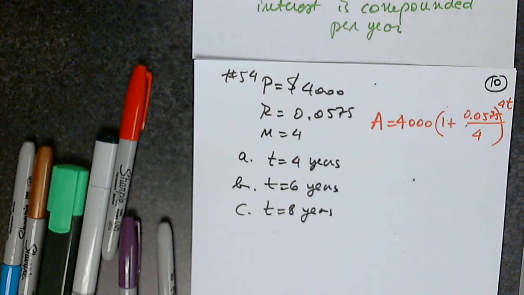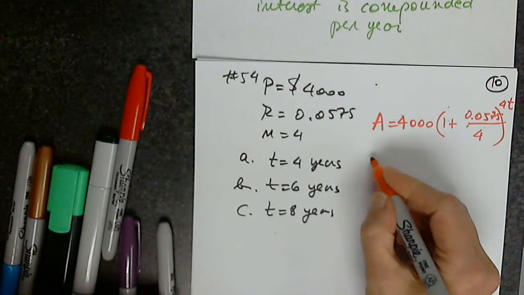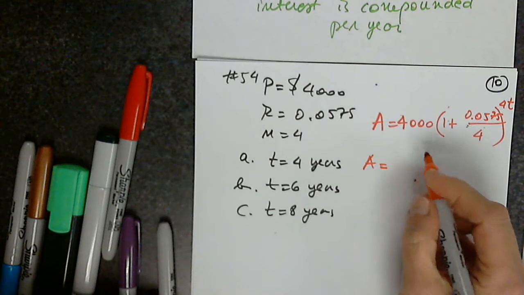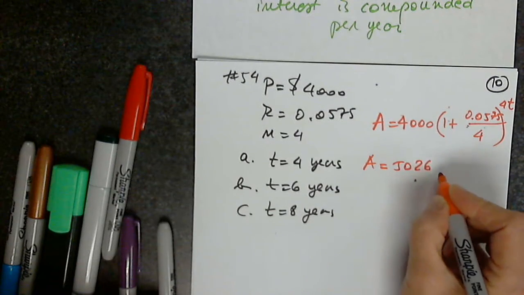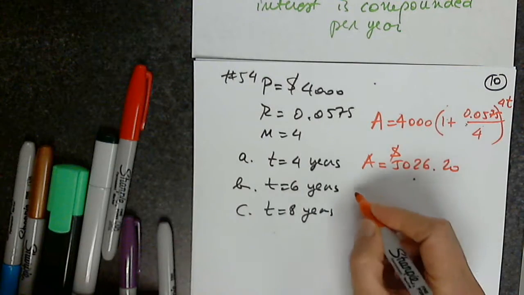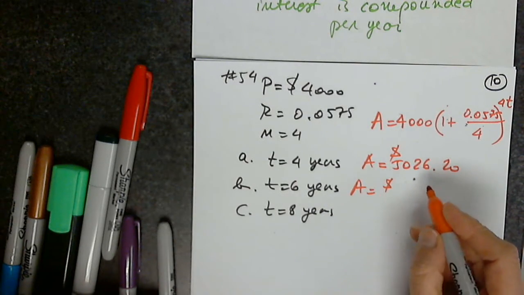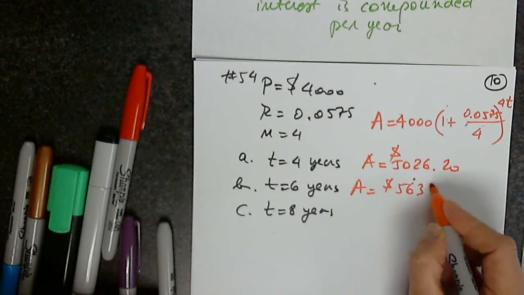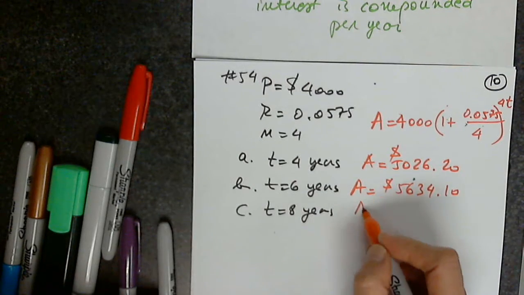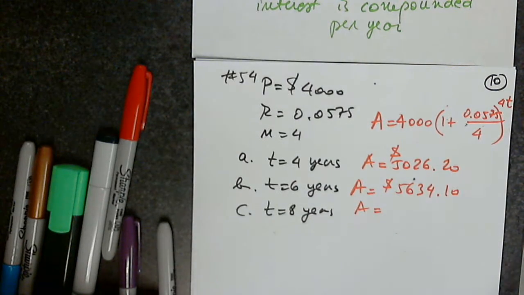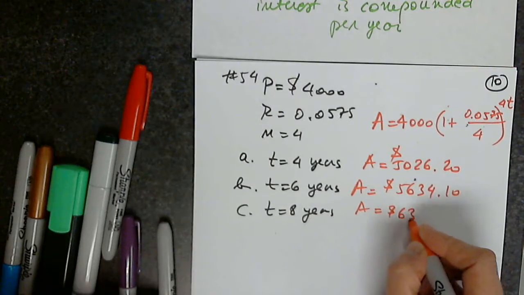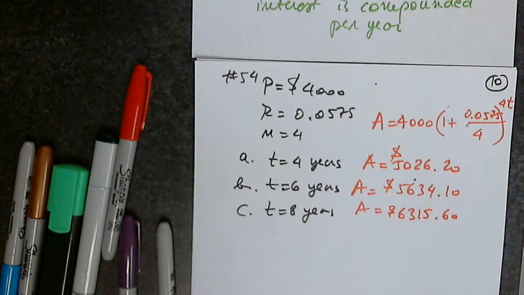So if we borrow $4,000 at the rate of 5.75% for the next 4 years, how much do we have to give back? We have to give back at the end of the 4th year 5,026.20. At the end of the 6th year, we are giving back 5,634.10. And at the end of the 8th year, if we borrow it for 8 years, it's 6,315.60.